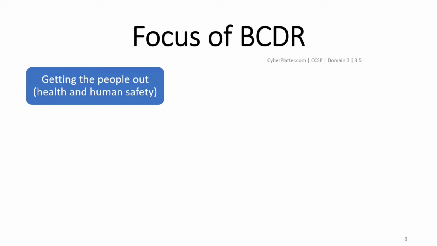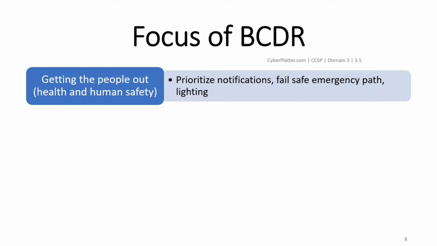Let's see some of the aspects that are generally included in the evacuation, protection, and egress methods. So the first aspect that you should take into consideration is getting the people out, that is health and human safety. There should be no obstruction or delay of personnel leaving the facility. All doors along the emergency path should be fail safe, that is they can be opened from the inside allowing egress even if they are still secure from the outside, preventing ingress. Sufficient lighting should be considered.